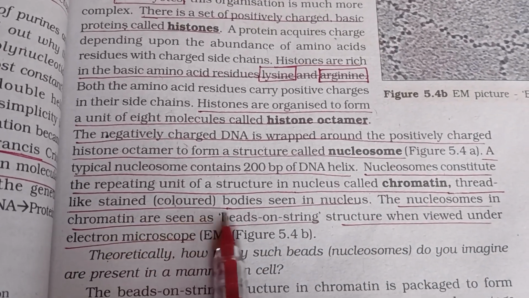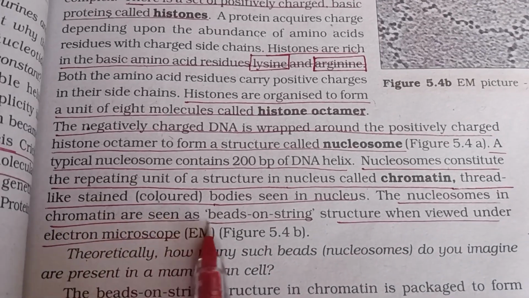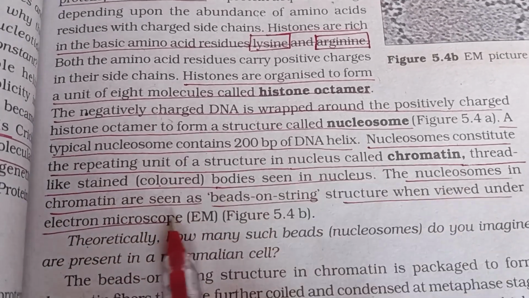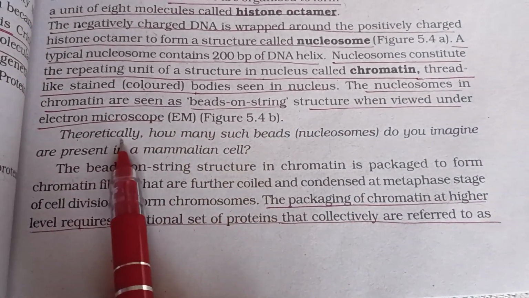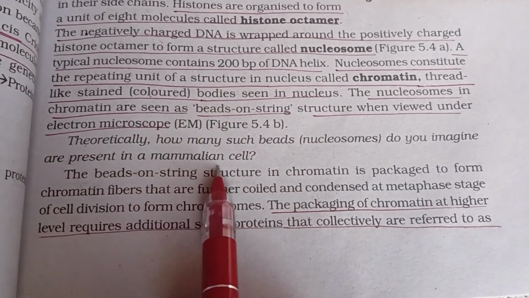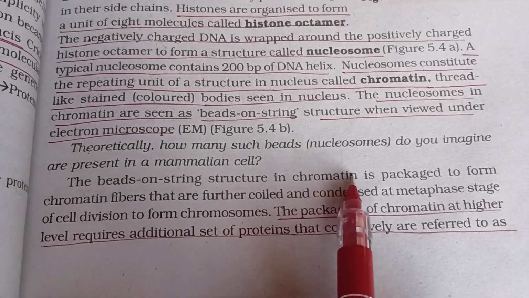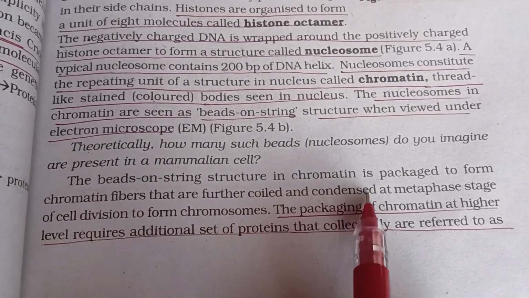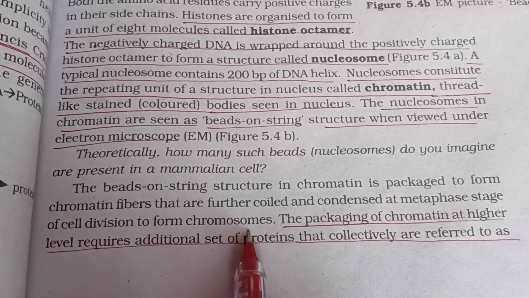Thread-like stained or colored bodies seen in nucleus. The nucleosomes in chromatin are seen as beads on string structure when viewed under electron microscope. So theoretically, how many such beads or nucleosomes do you imagine are present in a mammalian cell? The beads on string structure in chromatin is packed to form chromatin fibers that are further coiled and condensed at metaphase stage of cell division to form the chromosomes.